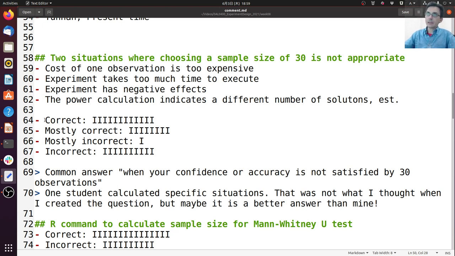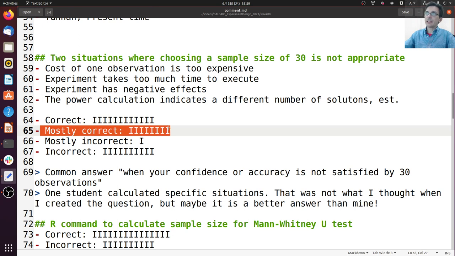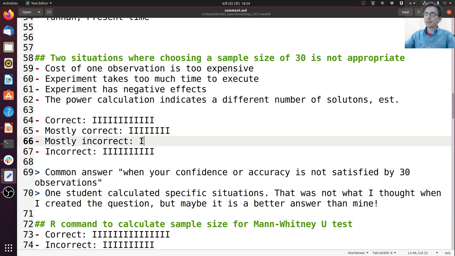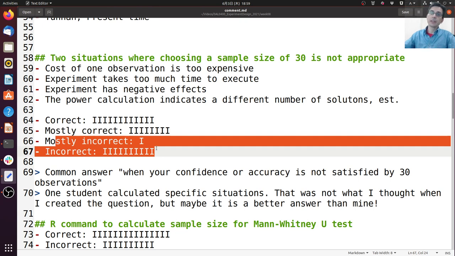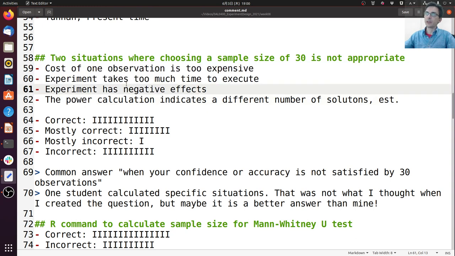So a lot of people answered correctly. Some people gave very specific answers, which is kind of correct, but I was thinking more about general answers here, so I put it in mostly correct. A few people got this incorrect. Those who got it incorrect usually said things like when the deviation is too large or when the median is not the same, which are kind of nonsense answers. So these are generally the categories that we think about when we don't want a specific number.